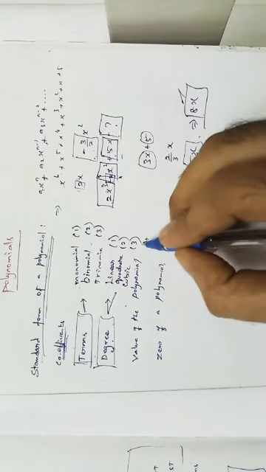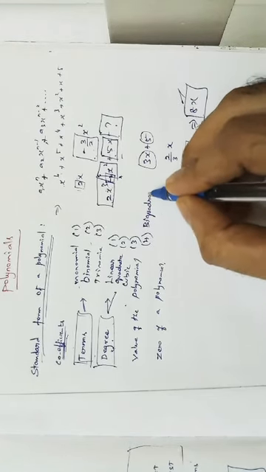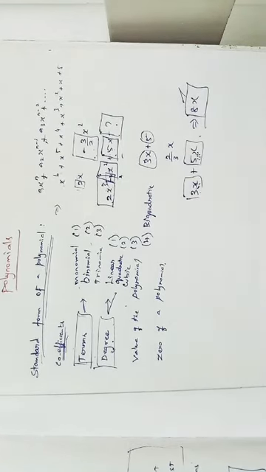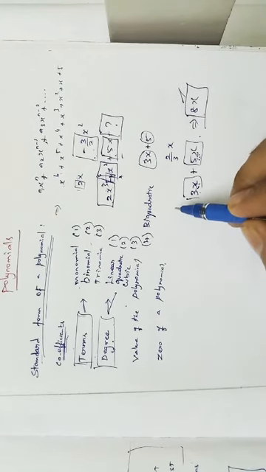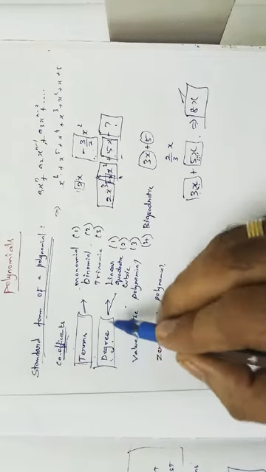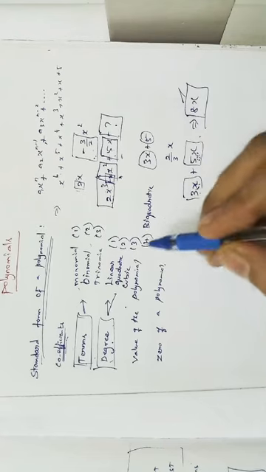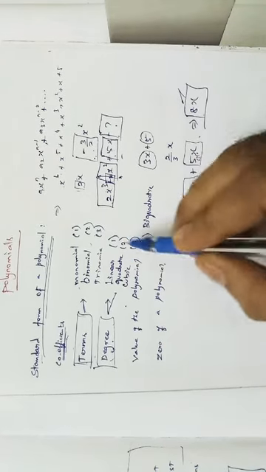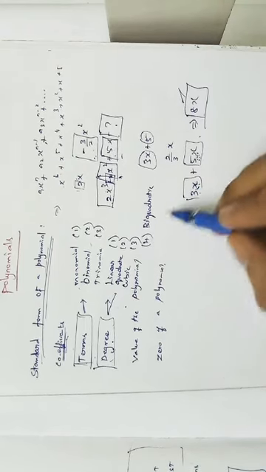And if the degree is 4, then it is a biquadratic polynomial. So here we don't want to count the number of terms. We only want to see the degree, and by seeing the degree, we give the name. What is the name of this polynomial? Whether linear or quadratic or cubic or biquadratic polynomial. Understood what I am saying?